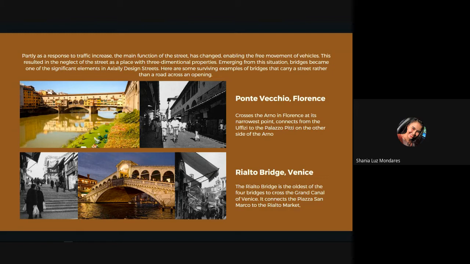We can see that in both examples of bridges, the sense of enclosure is still present and there is interaction between spaces, rather than just a bridge like the ones we are so used to now that is used by vehicles only. So the three-dimensional property of the streets in these examples is still preserved.